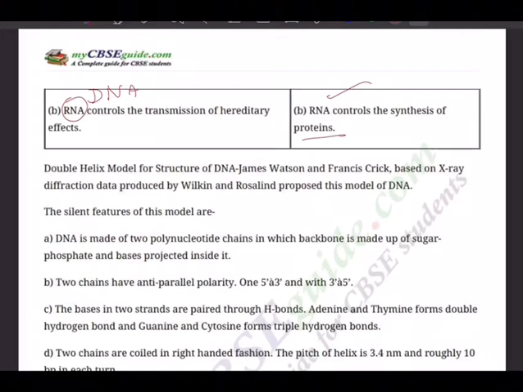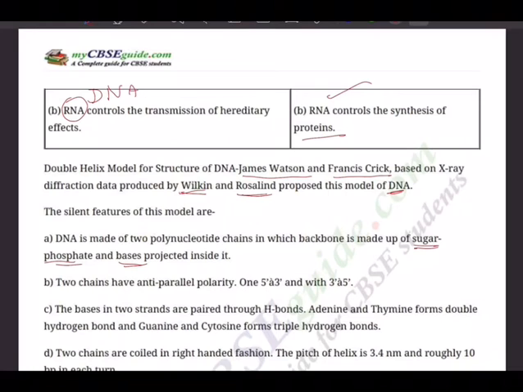Now, the double helix model of the structure of DNA, thanks to Professor Watson and Professor Crick, based on X-ray diffraction data produced by Wilkins and Rosalind Franklin, proposed this model of DNA. That's why they got the Nobel Prize for this. The salient features of this model are: DNA is made of two polynucleotide chains in which the backbone is made up of sugar and phosphate, and nitrogenous bases are projected inside it.